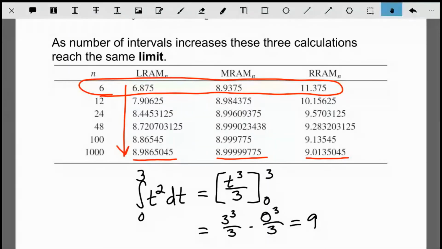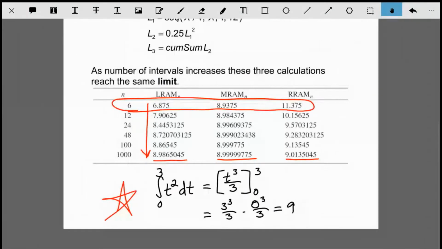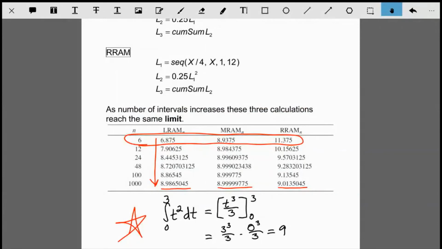Notice the value that we were approaching for all three methods, left-hand, right-hand, and midpoint, was 9. That's because what I just did was solve it as if we had an infinite number of rectangles, and I got the exact area under the curve, which is exactly equal to 9. Like I said, you don't have to know this part yet. I just wanted to show you why we're going through this process with the rectangles, because we're trying to understand what's happening when we actually solve an integral.